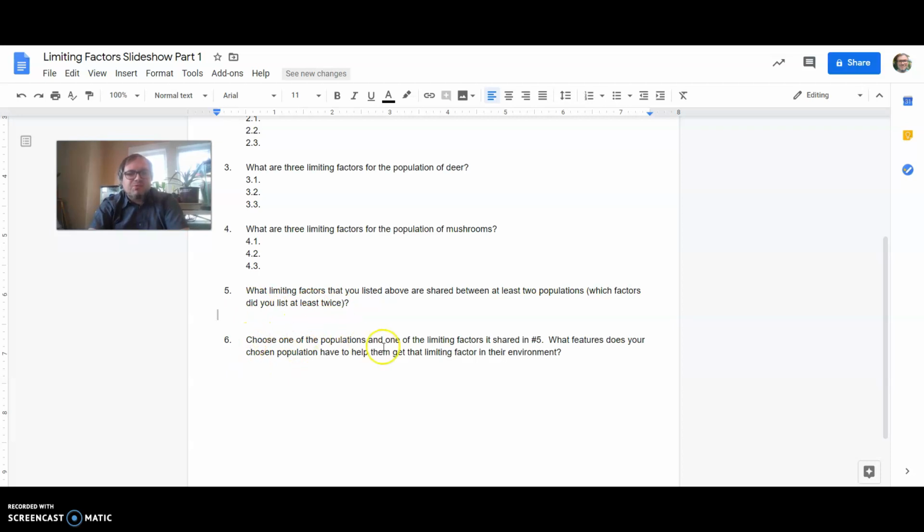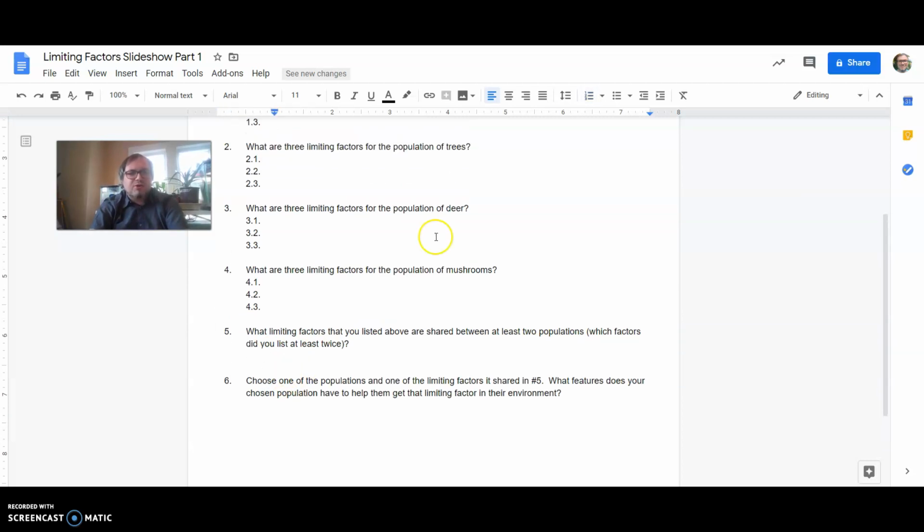Number 6 says choose one of the populations and one of the limiting factors it's shared in number 5. What features does your chosen population have to help them get that limiting factor in their environment? So let's say, like in 5, if you said water, you would look and choose one of these populations, so mushrooms or deer or trees, and just say, what does that particular population of organisms have to help them get water more easily than the other populations? Think about how they compare to one another. What advantages do they each have for trying to obtain those types of limiting factors in their environment?